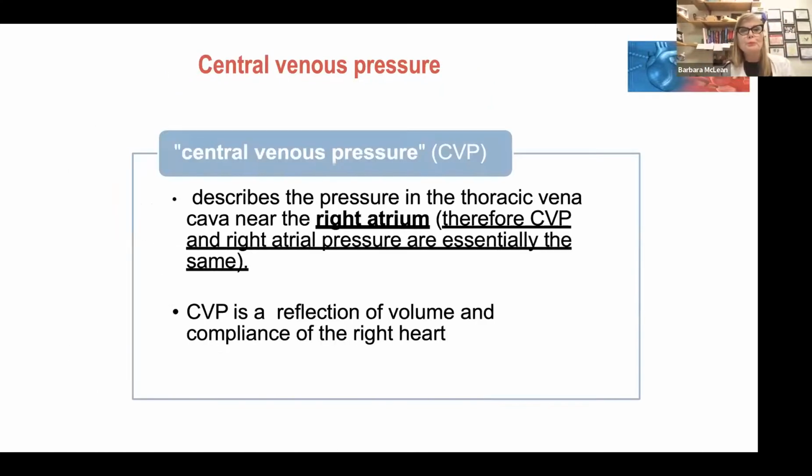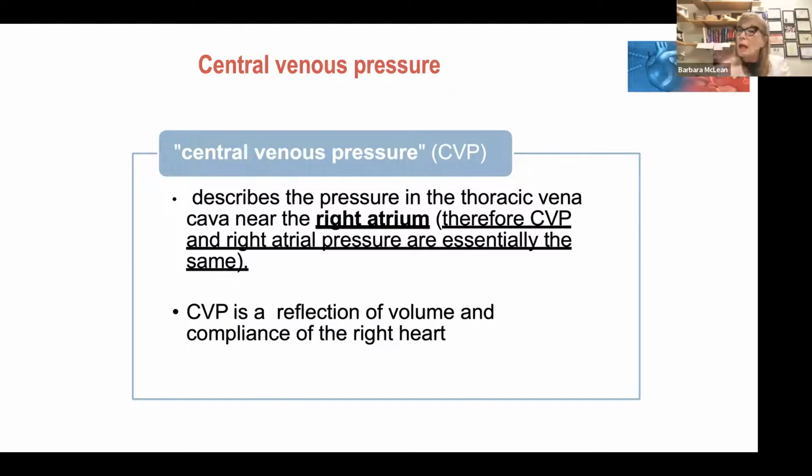Okay. All right, so CVP, remember, is a reflection of the volume and compliance of the right heart, right? We're measuring in the thoracic vena cava with a regular central catheter, but with the PA catheter, we're measuring the right atrial pressure. We call it CVP, but it's right atrial pressure. And essentially, they're the same because there's no valve between the vena cava and the right atrium. So you're really monitoring one big chamber.